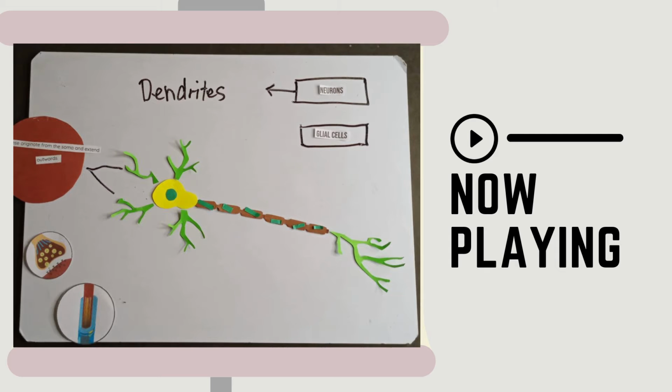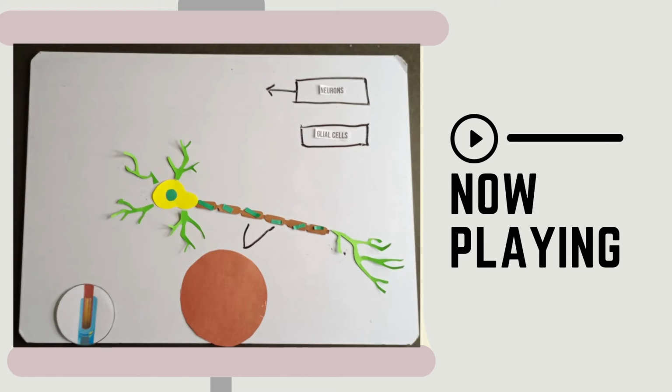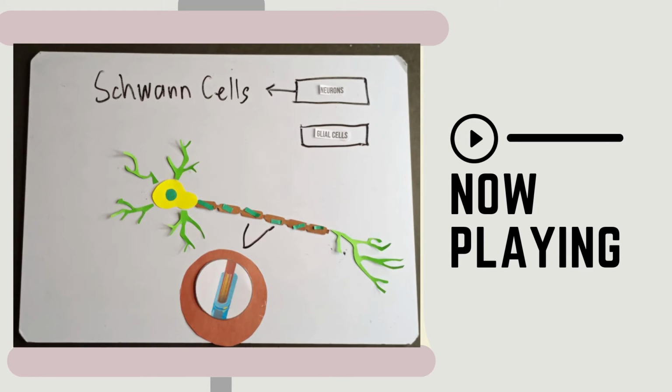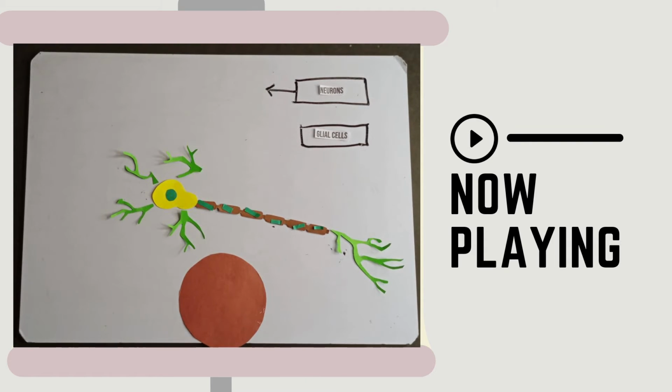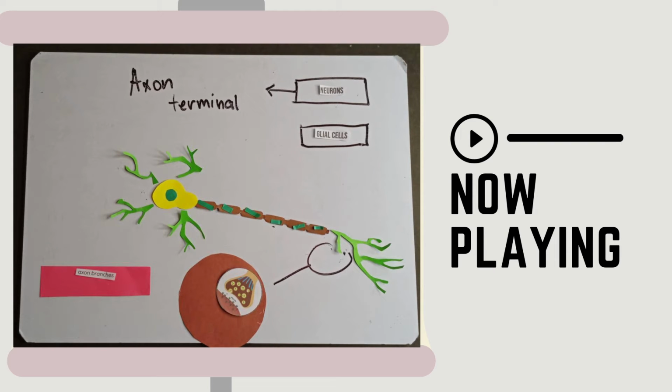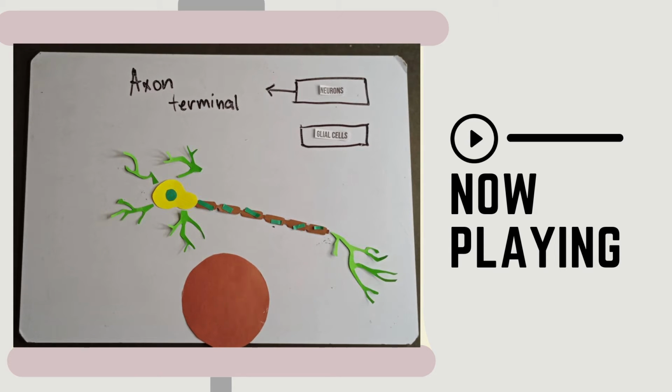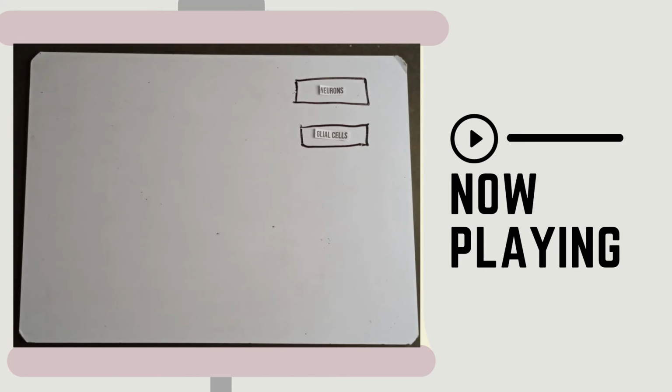Dendrites. These originate from the soma and extend outwards. Schwann cells. These insulate the axon, which aids with rapid transmission of action potentials through the axon. Axon terminal. These make synaptic connections with other neurons. They contain various neurotransmitters, which are released into the synapse to allow signals to be transmitted from one neuron to the next. Axon. It arises from the soma from an area called the axon hillock, where action potentials are initiated.